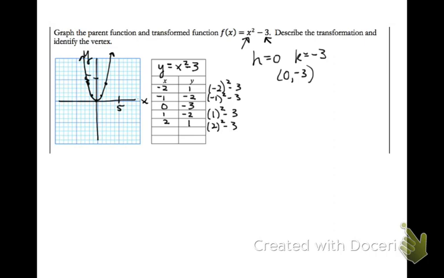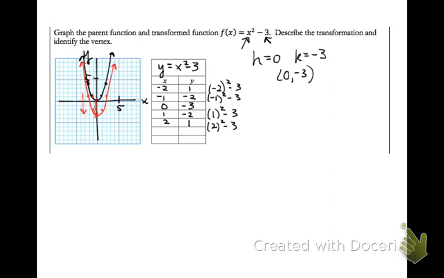So I'm going to graph in red. So we have negative 2, 1. Negative 1, negative 2. 0, negative 3. 1, negative 2. And 2, 1. Alright, so I'm just going to ignore that little rogue point there. U-shaped curve with arrowheads at the end. And then notice that we have shifted down 1, 2, 3 units.